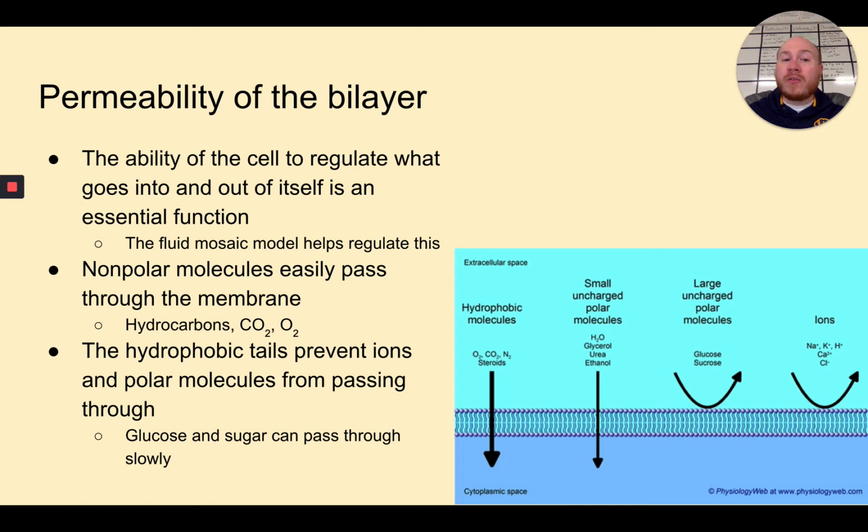The hydrophobic tail also prevents ions and polar molecules from passing through. So things like glucose and sugar can pass through, but it takes forever. So we have proteins that help move them into the cell. Glucose needs to constantly be refreshed inside of our cells because our mitochondria are constantly using it to make energy. If it's too big, it can't pass through, and ions can't pass through because they get the heads like polar objects and ions, but they can't pass through the tails. So like a sodium ion or a potassium ion or a hydrogen ion, they basically hit the tails and they bounce off and they can't get through.